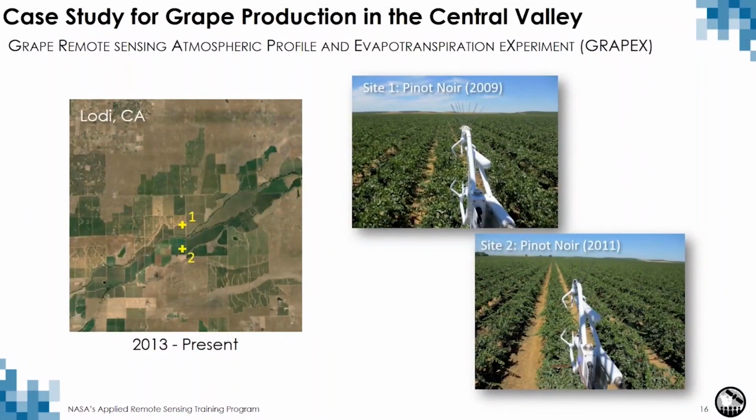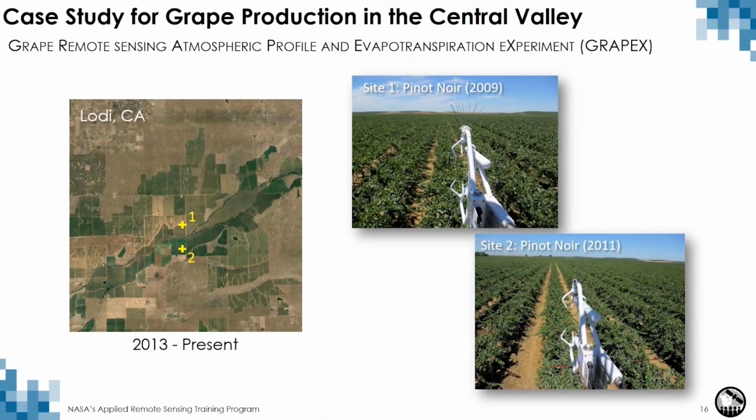I'm going to walk through a case study. We've been working a number of years with E&J Gallo, which is a large wine producer in the Central Valley in California. And they have really shown a lot of interest in trying to integrate remote sensing information into their management practices within their vineyards. So we've been working on this GrapeX project for a number of years, measuring field scale evapotranspiration in a number of their research fields.